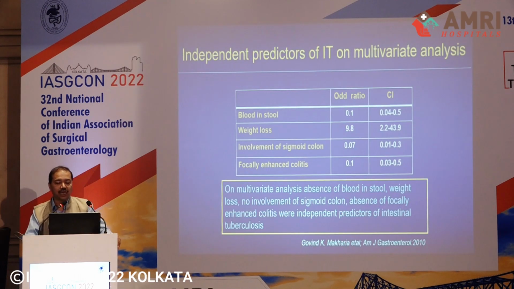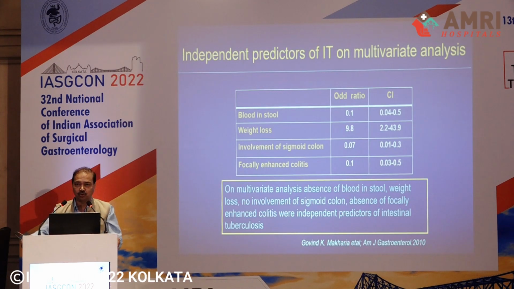Now look at this large series from AIIMS, a publication in the American Journal of Gastroenterology. They took a lot of patients of tuberculosis and Crohn's disease, and tried to see whether we can differentiate between these two by simple features. They found that if blood is present in stool, it is unlikely to be tuberculosis but more likely to be Crohn's disease, because tuberculosis often has endarteritis. Therefore, bleeding per rectum or frank bleeding is uncommon.